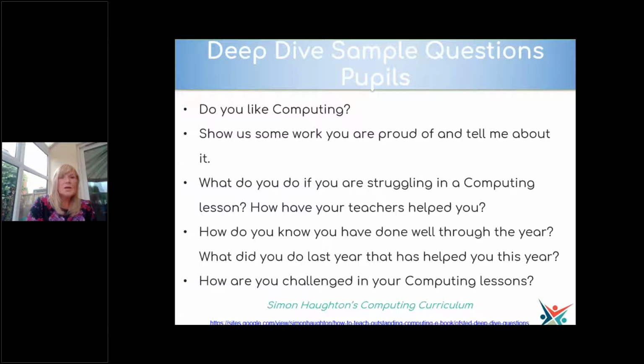So, show us some work you're proud of. If you've got their books there, they can say, oh look, this is what I did in year 1. And it's all there as well, isn't it? You've got the whole curriculum in front of you, whether you use passports or whatever, everything they've been doing in that one book. So it's really nice to show them how they've developed over time and what skills they've learned and what knowledge has been embedded in them.